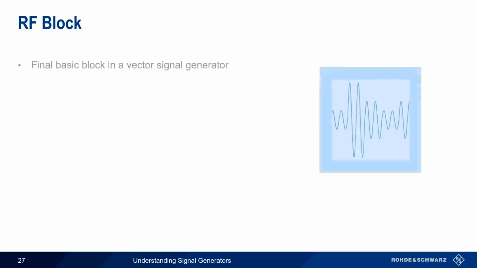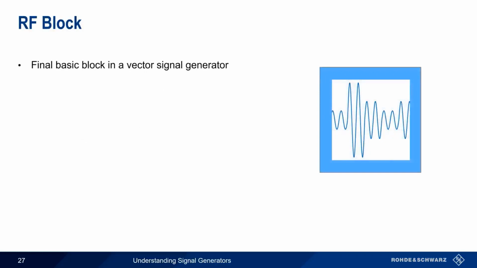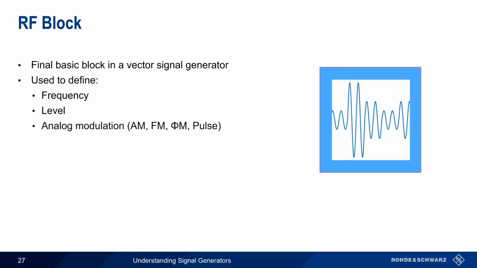The last block in our basic vector signal generator is the RF block. This is where we specify the characteristics of the generated RF signal, such as frequency and level. We can also use this block to apply various types of analog modulation, such as AM, FM, phase modulation, pulse modulation, etc. Remember that a vector signal generator is also capable of generating signals with purely analog modulation. Finally, this block also allows us to step or sweep through user-defined values of frequency and/or level, which is very important for some types of testing.